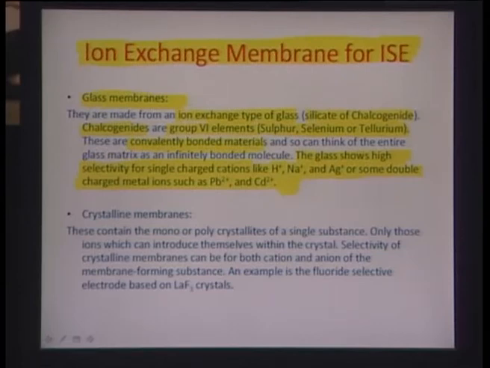The other type of ion exchange membranes are crystalline membranes, and one example that I can quote is the lanthanum fluoride crystal for fluoride ions. Essentially this is a size based selection again. These contain mono or polycrystallites of single substances. Only those ions which can introduce themselves within the crystal are selected by virtue of the membrane being formed by this crystalline material. So, these are some of the various types of ion exchange membranes that are available.